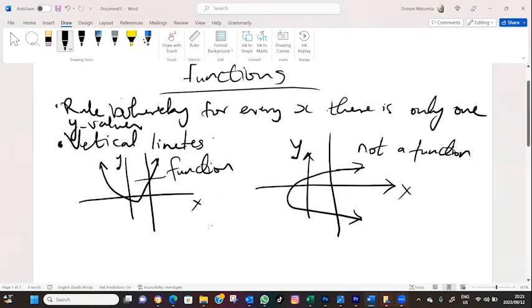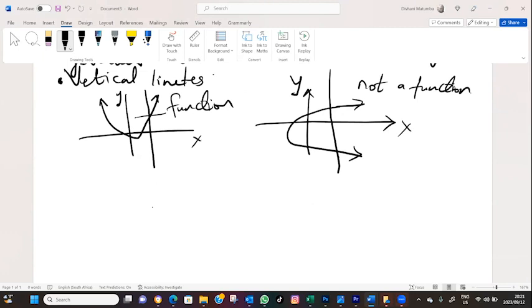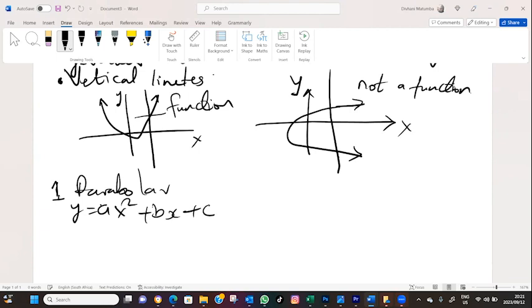Now we're going to deal with three different types of functions. We're going to do parabola, hyperbola, and exponential functions. Now, the parabola can be written in two forms, whereby y is given by ax squared plus bx plus c, or it can be written as a into x minus p, or plus p, let's say plus p, and plus q. All right.